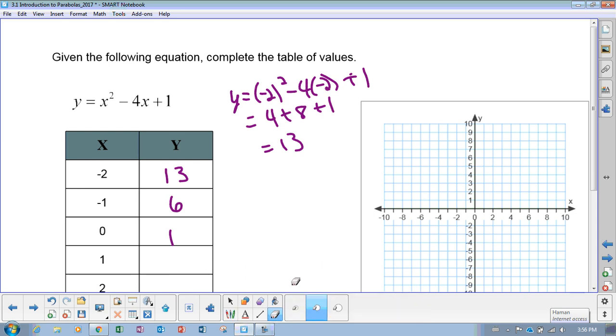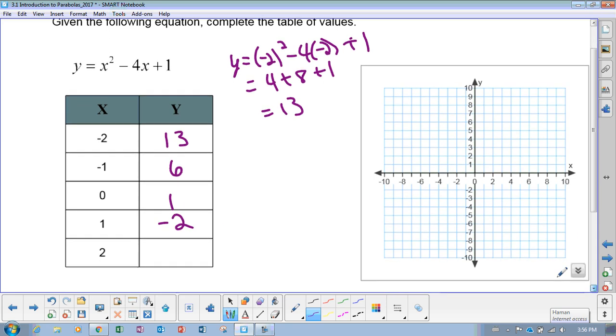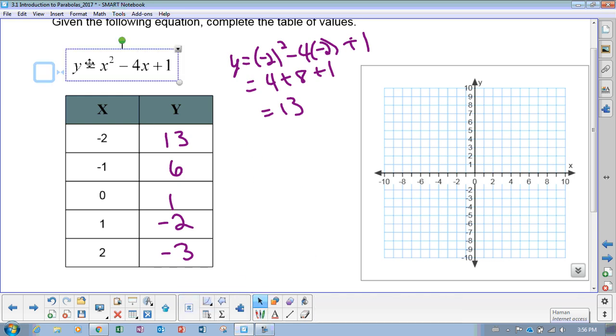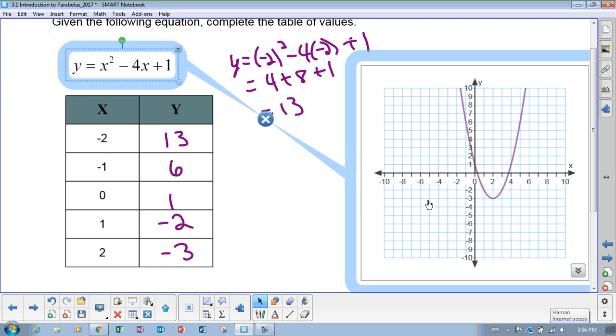Okay, so when I do 1, I'm going to have 1, subtract 4 is -3, plus 1 is -2. And then the last one, I'm going to have 4 minus 8 is -4, plus 1 is -3. All right, so then when I graph this here, see that it's going to go off a little bit. So at -2, it's not actually plotted there correctly. Or sorry, it's correct, it's just not showing it.